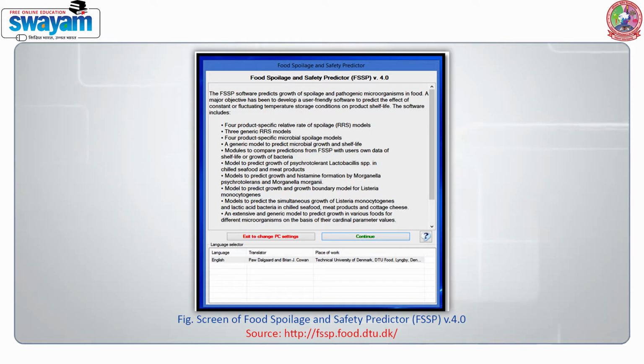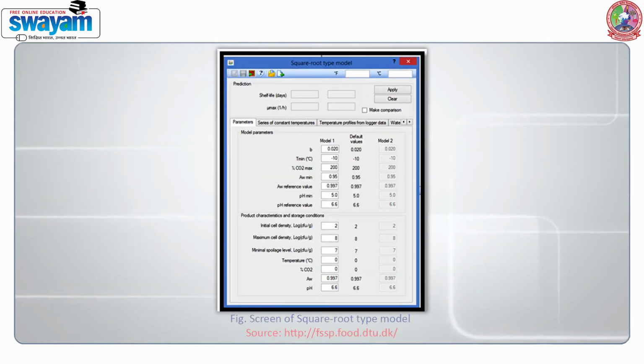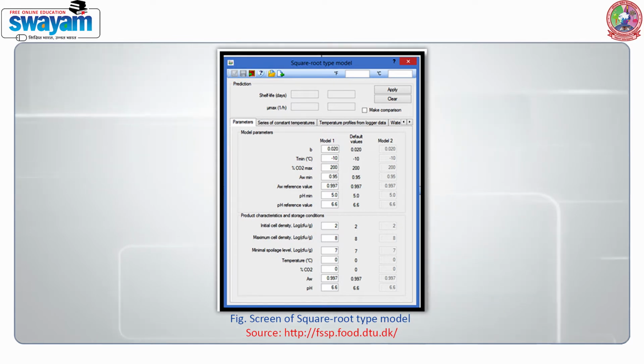The software includes various types of components, like the product specifications depending upon the rate of spoilage models. We can also have a generic model to predict the microbial growth with the shelf life. FSSP is a model which can be used by the users by incorporating their own data on the growth of microorganisms. Now we will be discussing 2 models which have found utility in various types of predictive modeling studies.